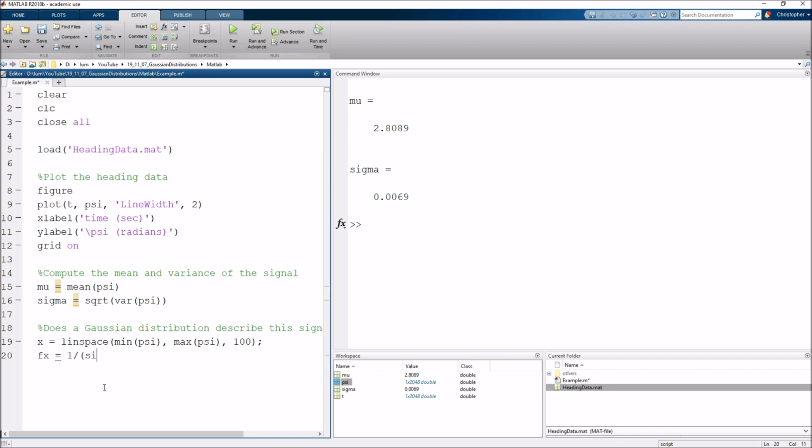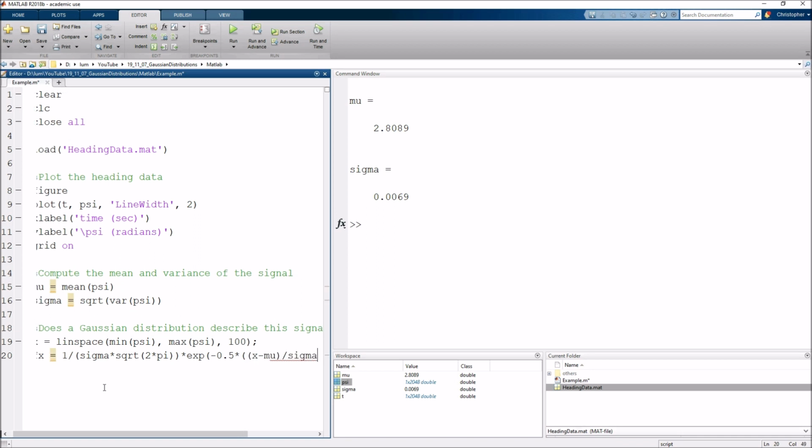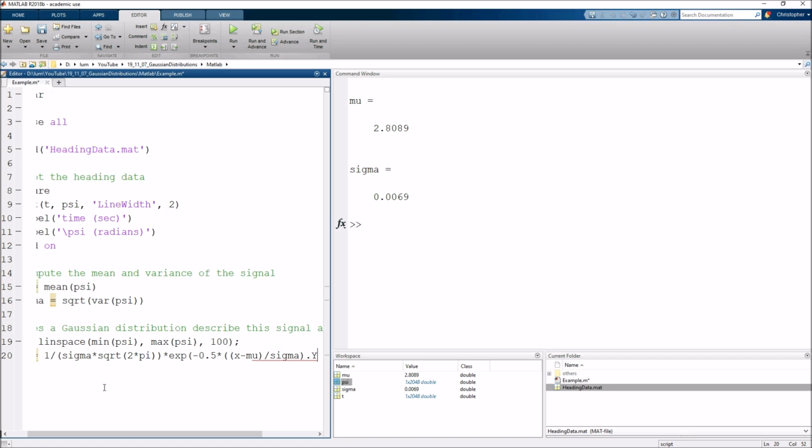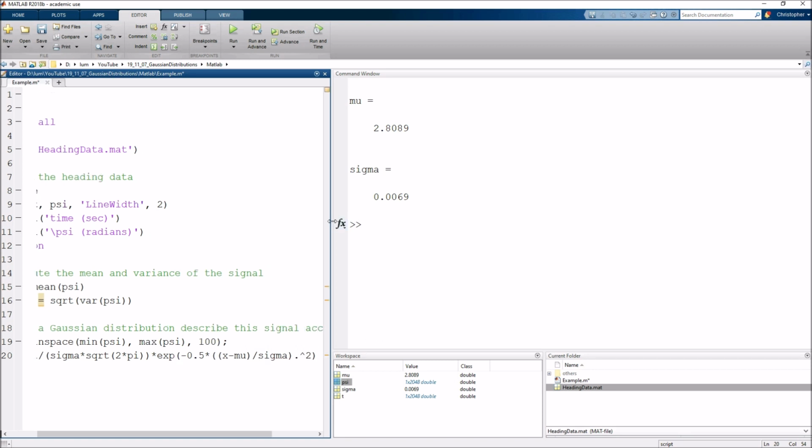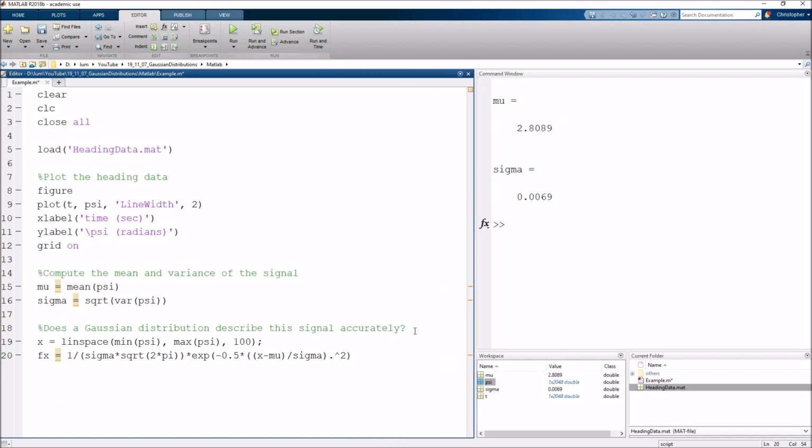It's 1 over sigma times square root of 2 times pi, right? This whole thing times e to the minus 1/2 times the quantity x minus mu, and I guess I got to put this in parentheses here. This all over sigma, this whole thing squared. So I'm going to have to dot star this. Let me move this over so we can see everything all in one line. There we go. Okay, so I think that should be the Gaussian.